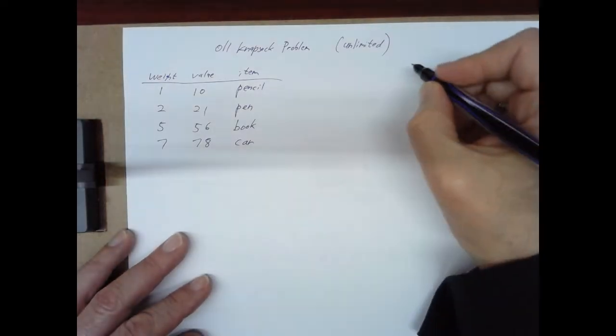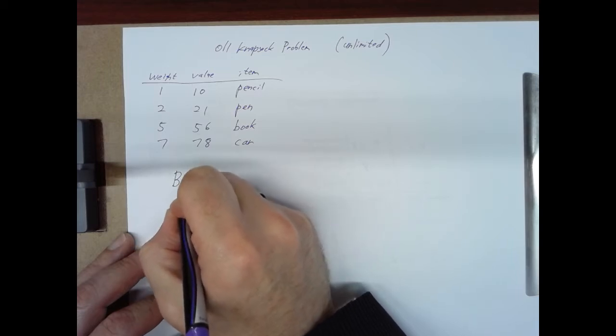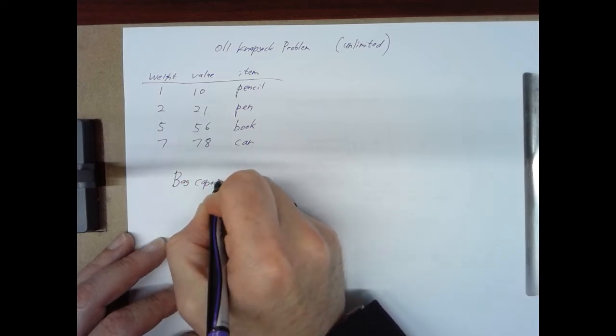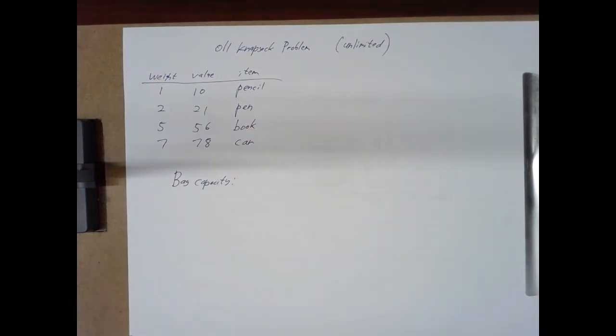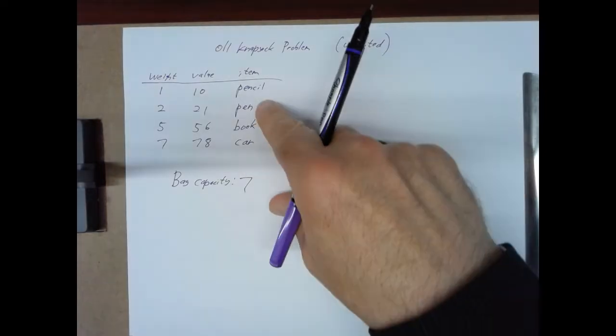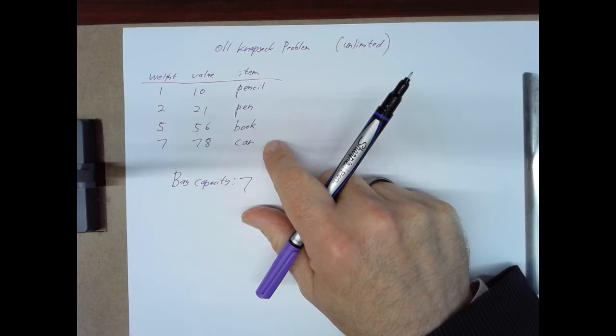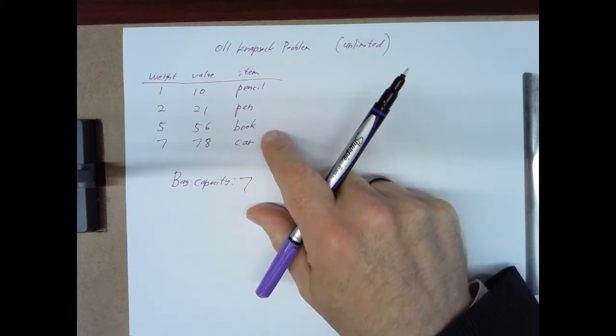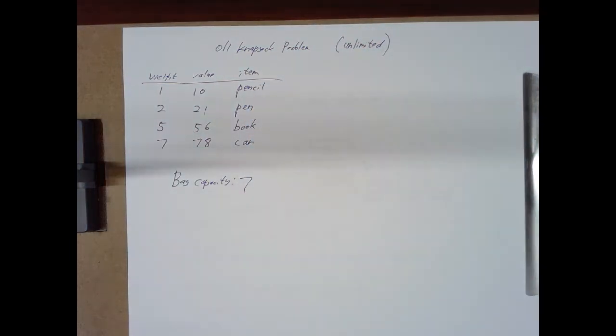All right, so you have a bag. And if your bag capacity is 7 pounds, you want to take the car. Okay, the car is worth $78. If you do a book and a pen, that's 7 pounds, that's only going to be $77. And if you start messing around with anything with the pencil, you're just going to get lower. Okay, so for 7 pounds, your bag capacity, you want to take the car.